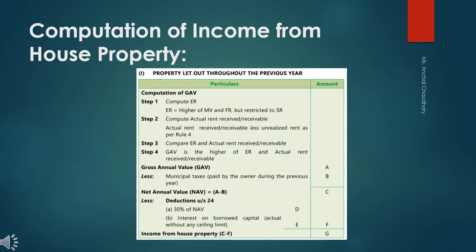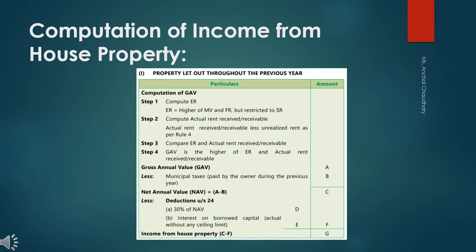So this is how you have to calculate the gross annual value. Then after that you have to deduct any municipal taxes, if there are any, which are paid by the owner of that particular property in the previous year for which you are calculating income. So that will be deducted from GAV. Then whatever amount you get will be your net annual value, NAV.